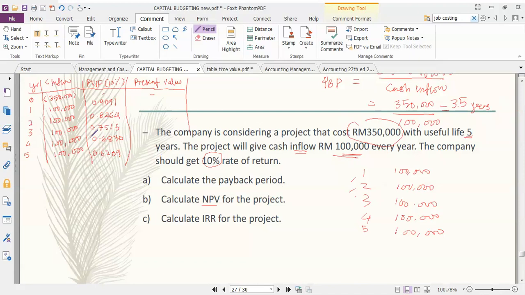what else? What you need to do? Yes, multiply 100,000 with 0.9091. Okay, please calculate for me, and then I want to know how much is the total present value here.